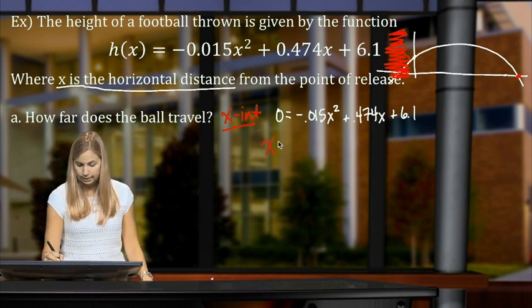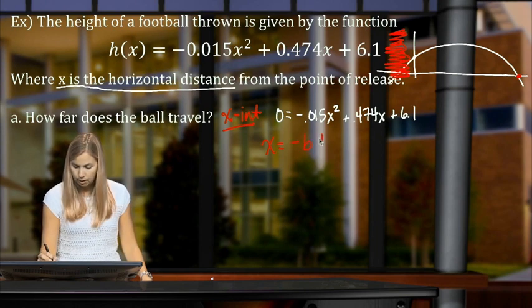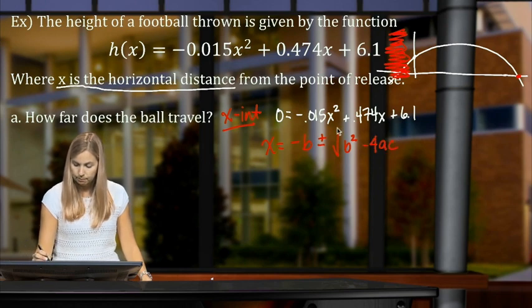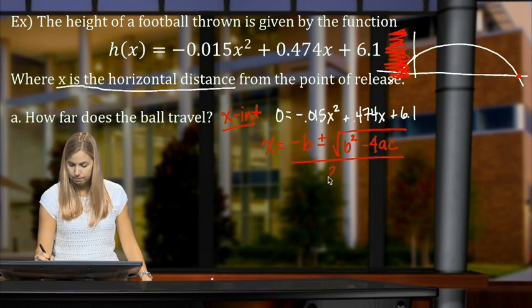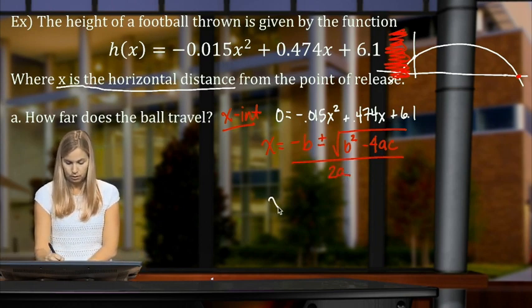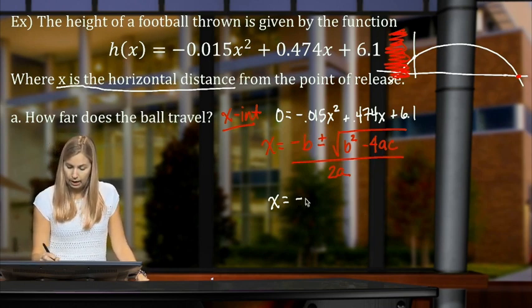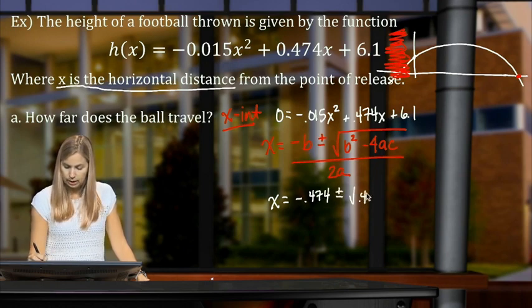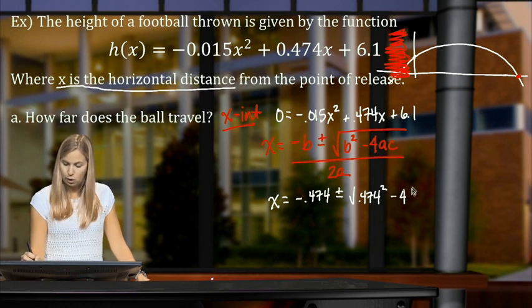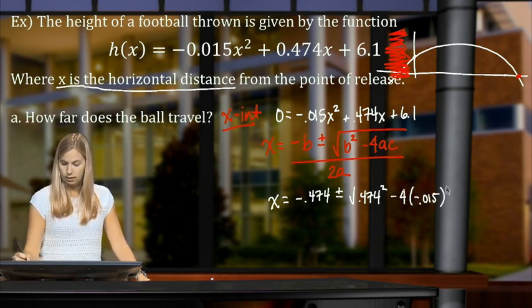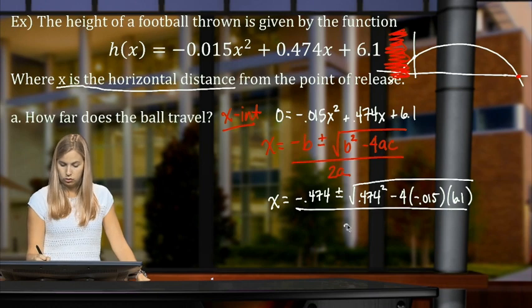The quadratic formula, x equals negative b plus or minus the square root of b squared minus 4ac, all divided by 2a. When we substitute our values in for a, b, and c, we get negative 0.474 plus or minus the square root of 0.474 squared minus 4 times negative 0.015 times 6.1, all divided by 2 times negative 0.015.